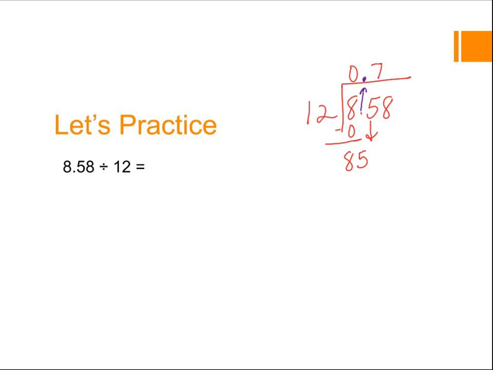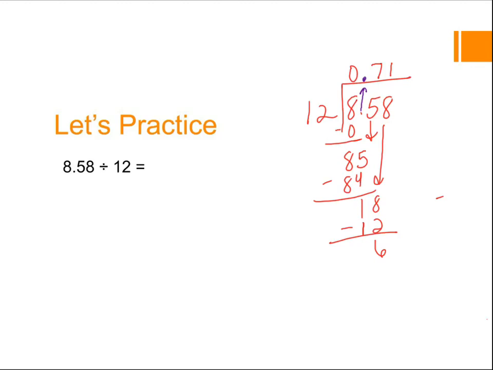85 divided by 12 is 7. Again, it goes right above that 5. You always write your number in your quotient above the number that you just brought down, or the number that you just divided. It's like the 8, we put the 0 above. 7 times 12 is 84. Subtract and we have 1. And then we're going to bring down our 8. 18 divided by 12 is 1. 1 times 12 is 12, and we still have 6 left over.